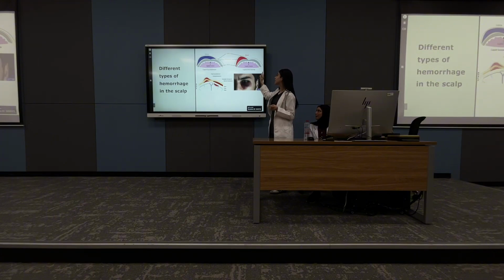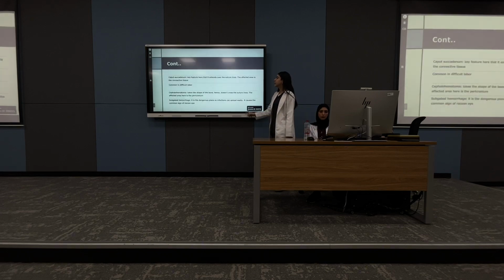Difference between it and the cephalohematoma is this. Cephalohematoma does not cross the suture line, so it will take the shape of the underlying skull bone. Subgaleal hematomas, this is the characteristic feature: raccoon eye, it's present in almost 90% of the cases, and I'm going to explain each and every one of them now. Okay, so caput succedaneum, the key feature, as I said, is that it crosses the suture line.